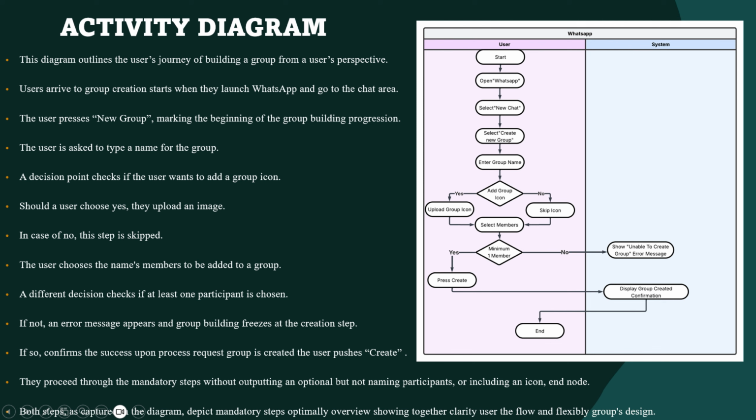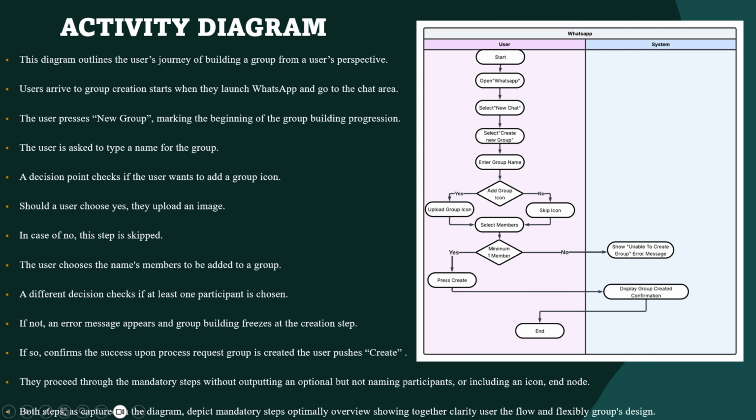Following that, the user selects the members to be added to the group. Another decision point ensures that at least one participant is chosen. If the minimum required is not met, the system halts the group creation process and displays an error message indicating that the group cannot be created. If at least one member is added, the user presses the create button, prompting the system to process the request, officially creating the group and displaying a confirmation to the user. The process concludes with the end node marking the completion of the group creation flow.